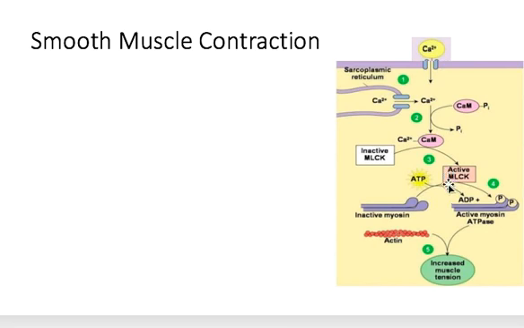The MLCK phosphorylates the light chain in the myosin head, increasing ATPase activity, and that active myosin cross-bridges along the actin, and it creates muscle tension, leading to contraction. So that is how smooth muscle contracts.